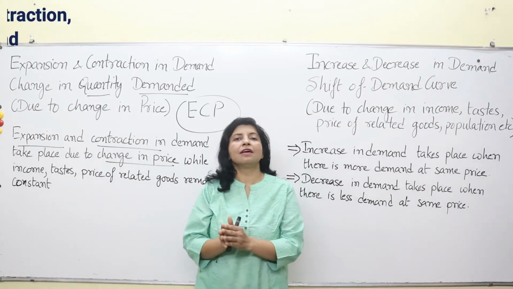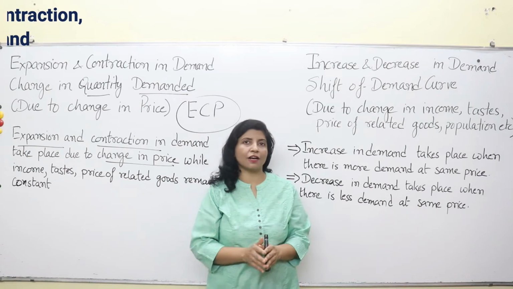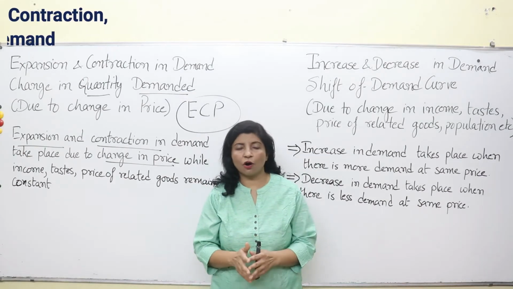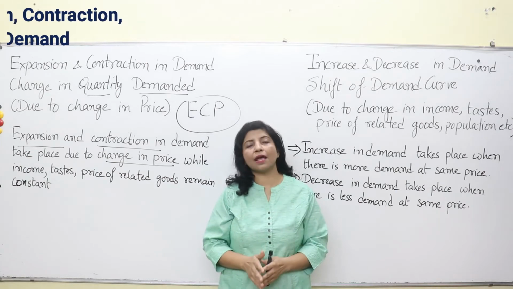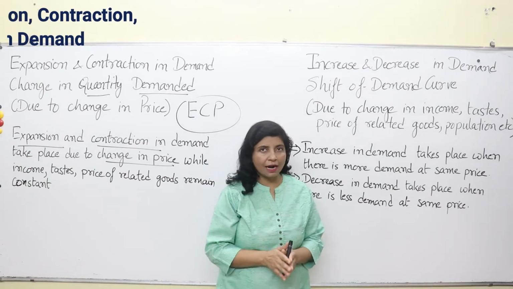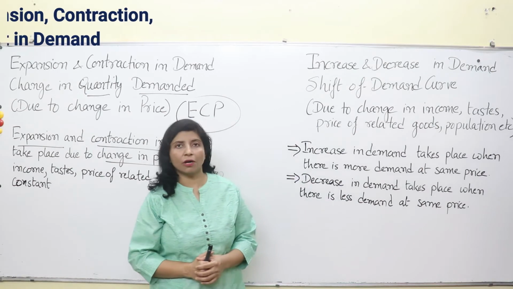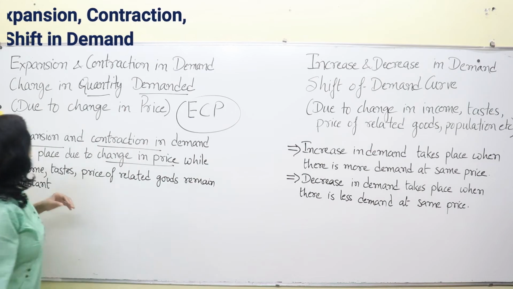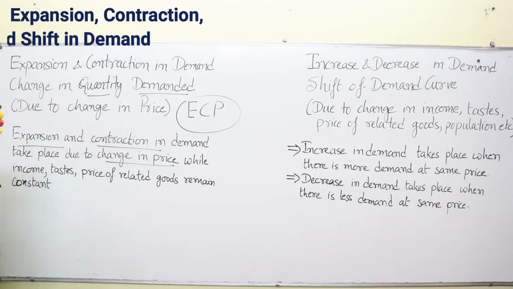So for that we have started a series for practical understanding of the topics, and here we are with the last part of our law of demand. And we will discuss today the expansion and contraction of demand and increase and decrease in demand. What are they? How are they understood? Let's discuss them. Now, what is expansion and contraction in demand?